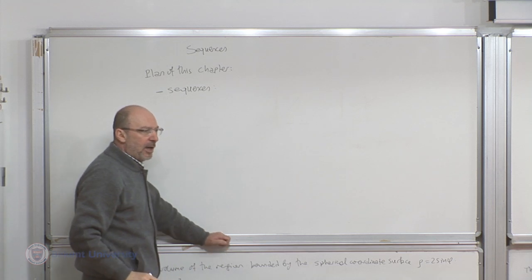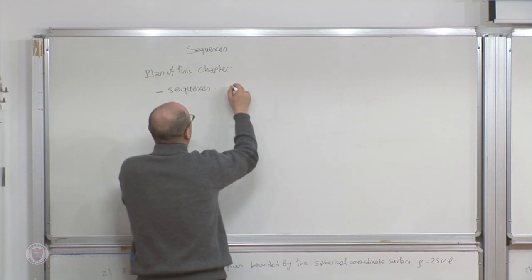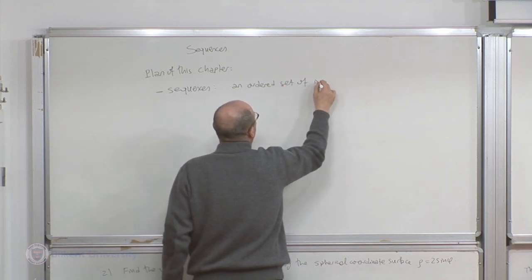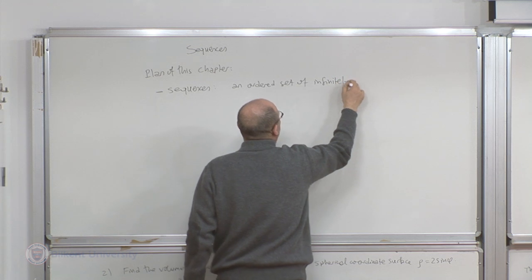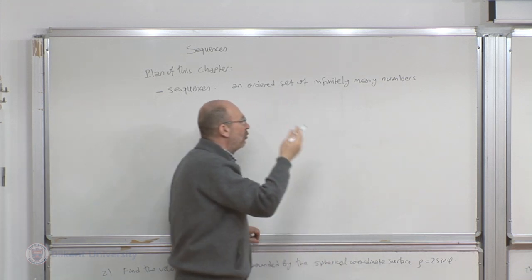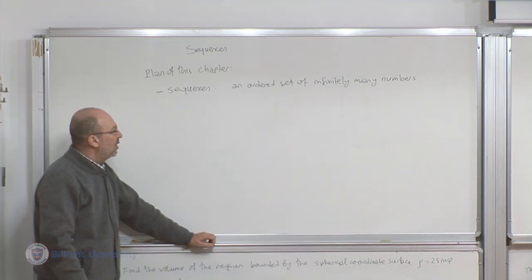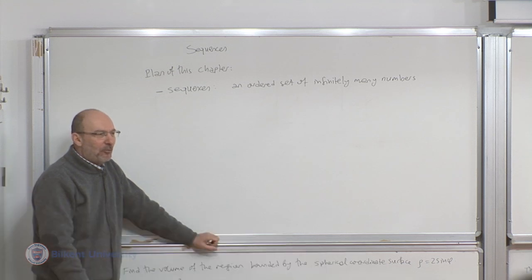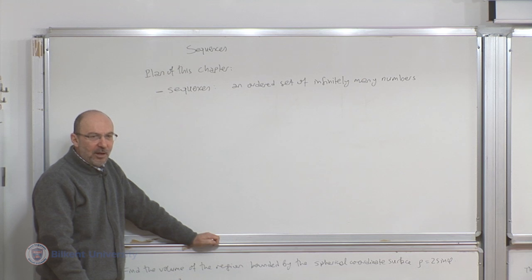So in everyday language, a sequence is an ordered set of infinitely many numbers. We'll try to make this a little bit more precise. But in everyday language, we can say that you have this sequence of numbers where, of course, there has to be a way of determining the general term. Okay, so a sequence will not be determined unless we know how to find every term of it.